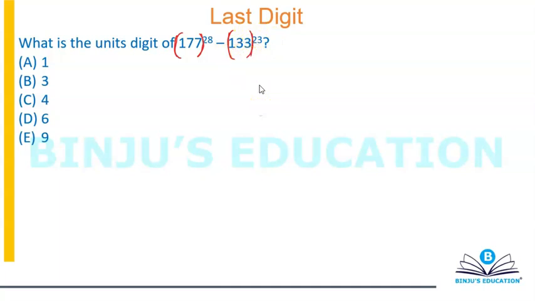Alright, now again we know that 7 and 3 follow a cyclicity, right? So if you talk about 177 to the power 28, as far as unit digit is concerned, this number is as good as 7 to the power 28. Which means this number is as good as 7 to the power 4 into 7, which means 7 complete cycles. So as far as unit digit is concerned, this number is as good as 7 to the power 4. Now 7 to the power 4 has a unit digit of 1, which means the unit digit of this number will also be 1.